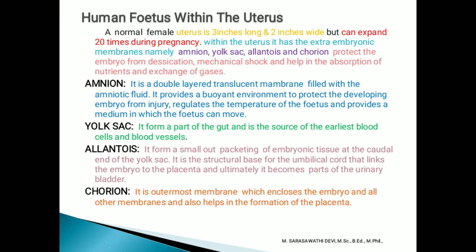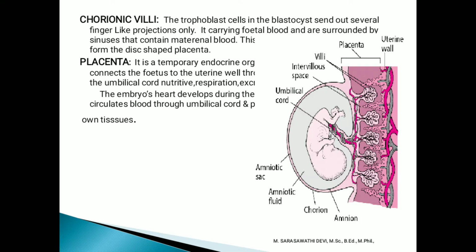Chorionic villi. The trophoblast cells in the blastocyst send out several finger-like projections. They carry the fetal blood and are surrounded by sinuses that contain maternal blood. These chorionic villi and uterine tissues form a disc-shaped placenta. Placenta. It is a temporary endocrine gland formed during pregnancy and it connects the fetus to the uterine wall through the umbilical cord. Through the umbilical cord, nutrition, respiration and excretory functions are fulfilled.